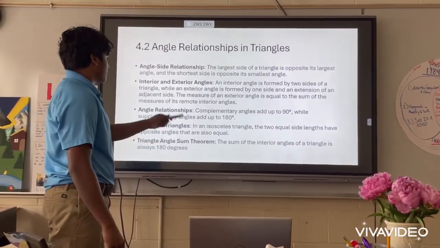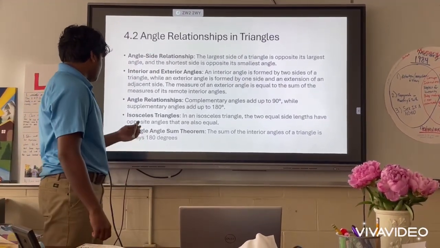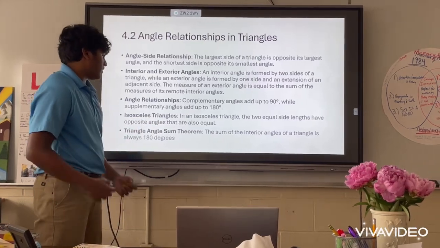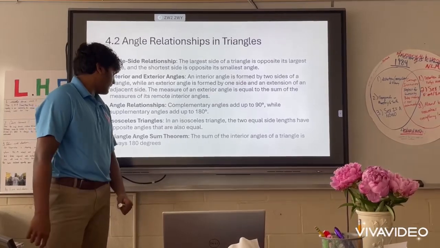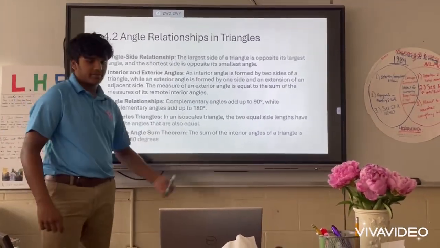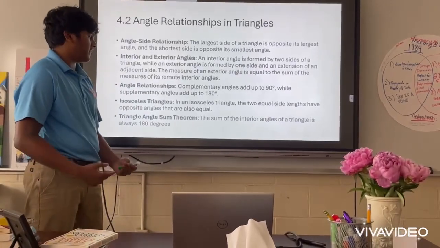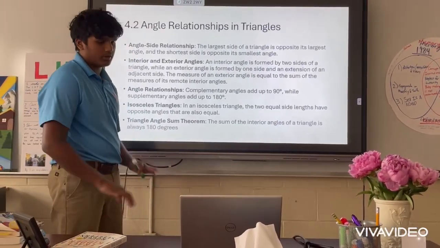So these are so far related to angle relationships. And isosceles triangles: two equal side lengths must have opposite angles that are also equal. In the triangle angle sum theorem, the sum of the interior angles of a triangle is always 180 degrees, no less.